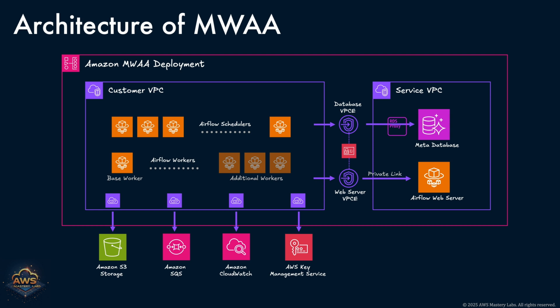The entire MWAA environment operates within an Amazon VPC, providing network isolation and control over inbound and outbound traffic. VPC endpoints and private link connections ensure that all communication between Airflow workers and AWS services is secure and does not traverse the public internet. In essence, this architecture demonstrates how MWAA acts as a central orchestrator, managing task execution, data flow, and system coordination, all while providing strong security, scalability, and integration with AWS native services.